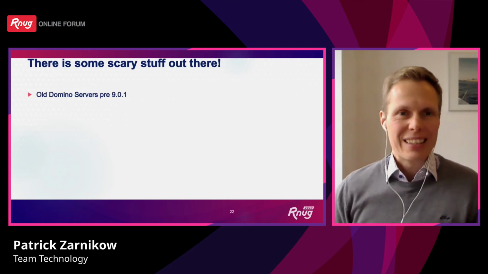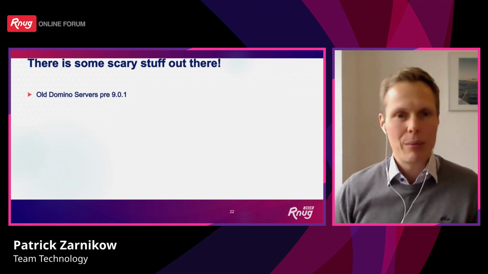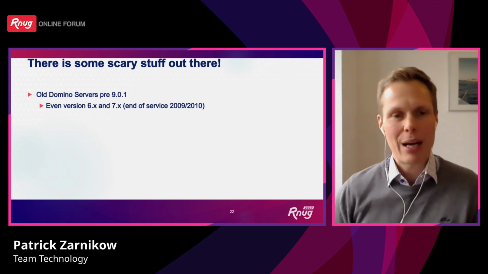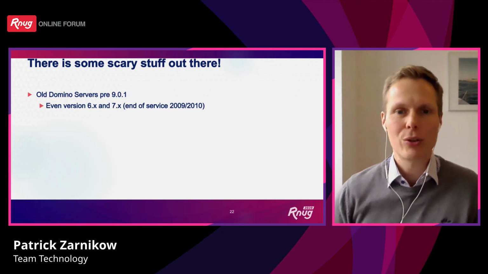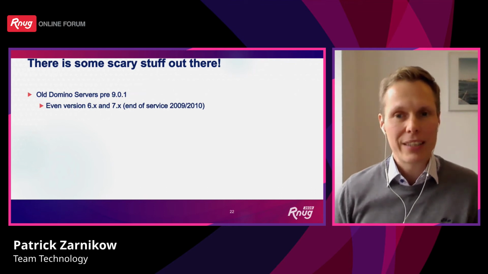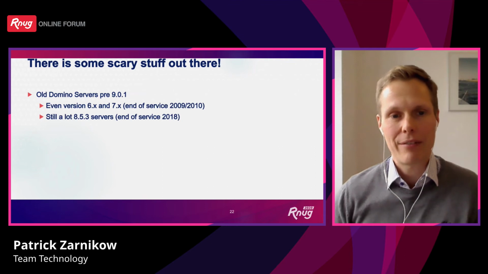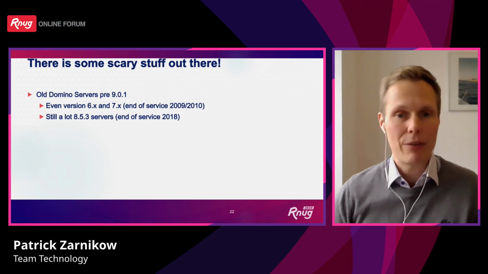So we saw there's a lot of scary stuff out there. You can find old Domino servers dated pre-version 9. We even have version 6 and 7 Domino servers that reached end of service in 2009 or 2010. They are still on the internet, so they can be accessed from the internet. We have a lot of servers that are still 8.5.3. 8.5.3 was end of service in 2018.